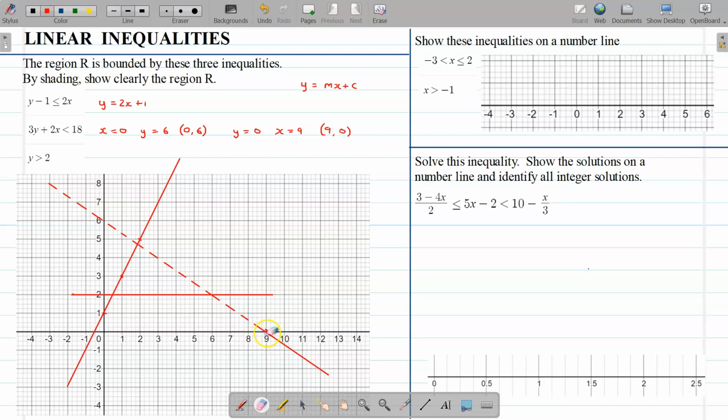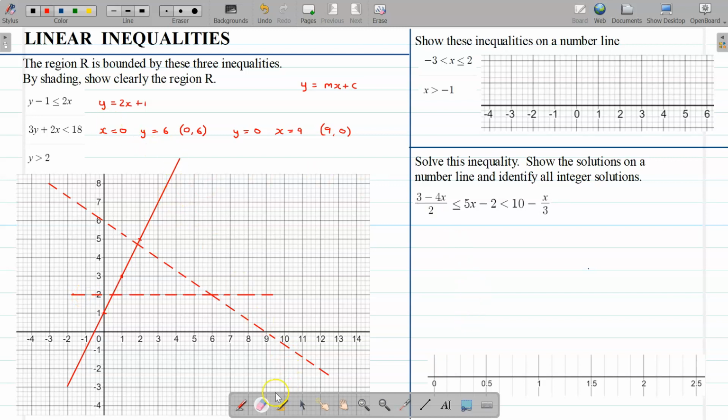So that's the first one, and then the same also applies to this line here. That's also not including, so it needs to be a dashed line. Okay, so that's the first thing I've done.